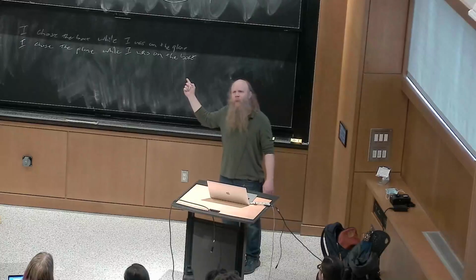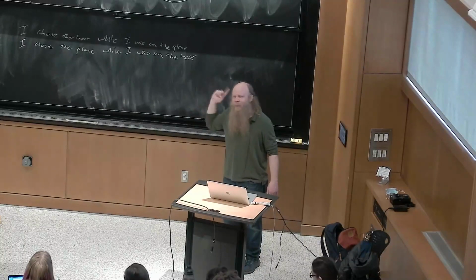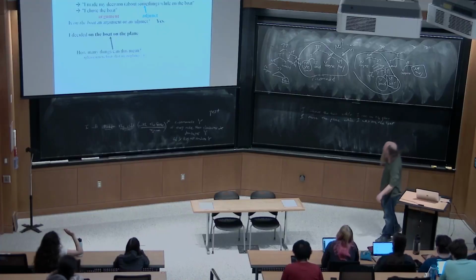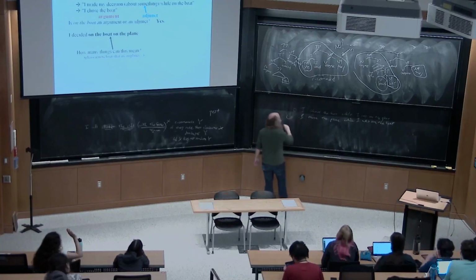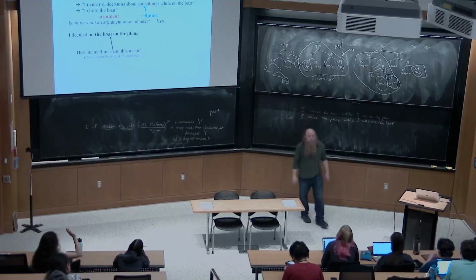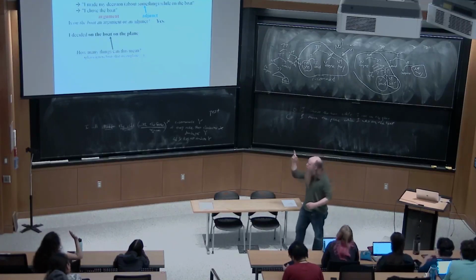Is that legible at all? Can you read that, any of you? Yes, sort of, kind of, okay, good. So those are the two readings. Call them reading 1 and reading 2. Or we could call them the choose the boat reading and the choose the plane reading. And now we're trying to figure out which of those things this can mean.